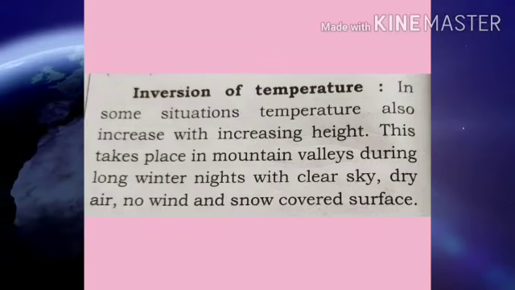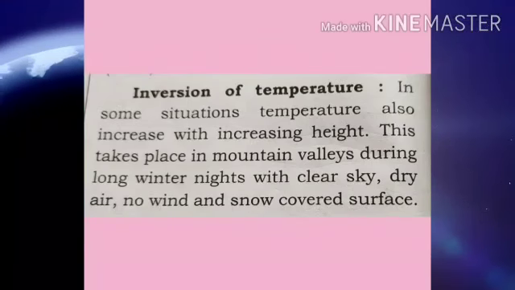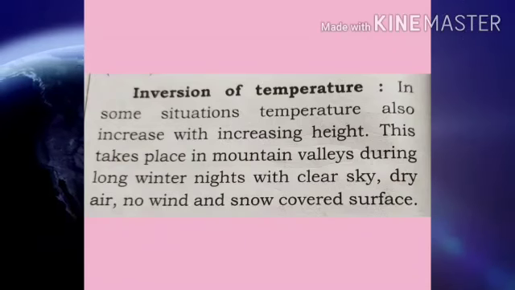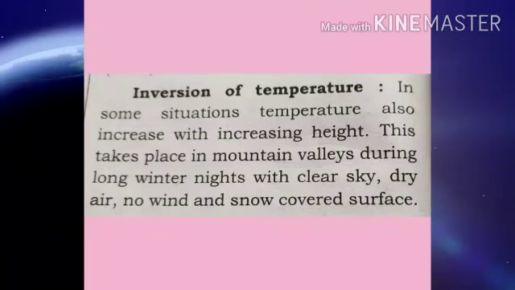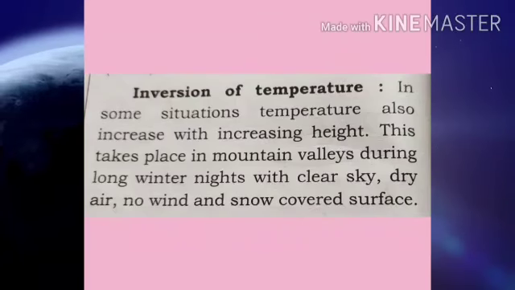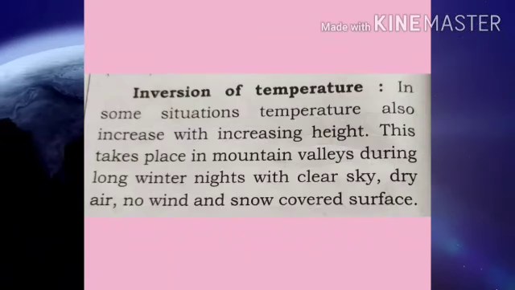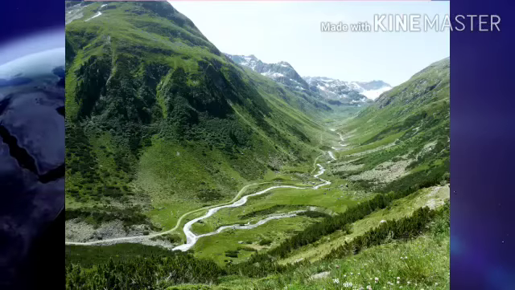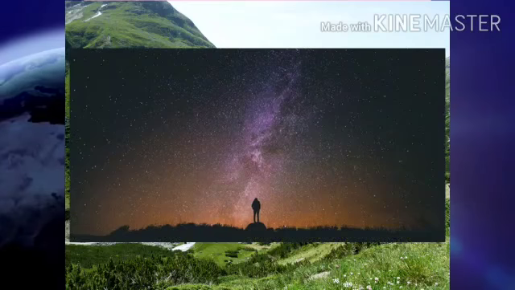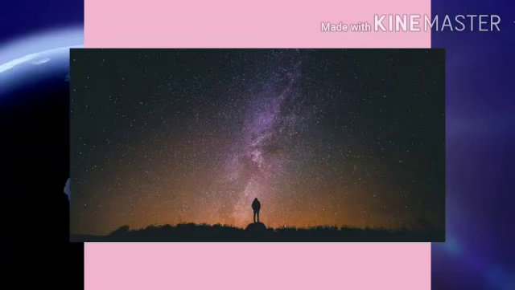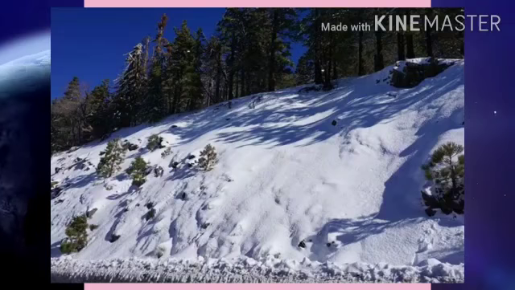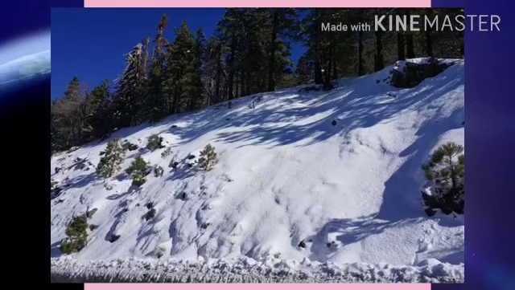Inversion of temperature. Inversion means something reverse. As we said in the normal lapse rate, as the altitude, that is height, increases, temperature decreases. But in inversion of temperature, in some situations, temperature also increases with the increasing height. Where does this take place? This takes place in mountain valleys during long winter nights with clear sky, dry air, no wind and snow covered surfaces.